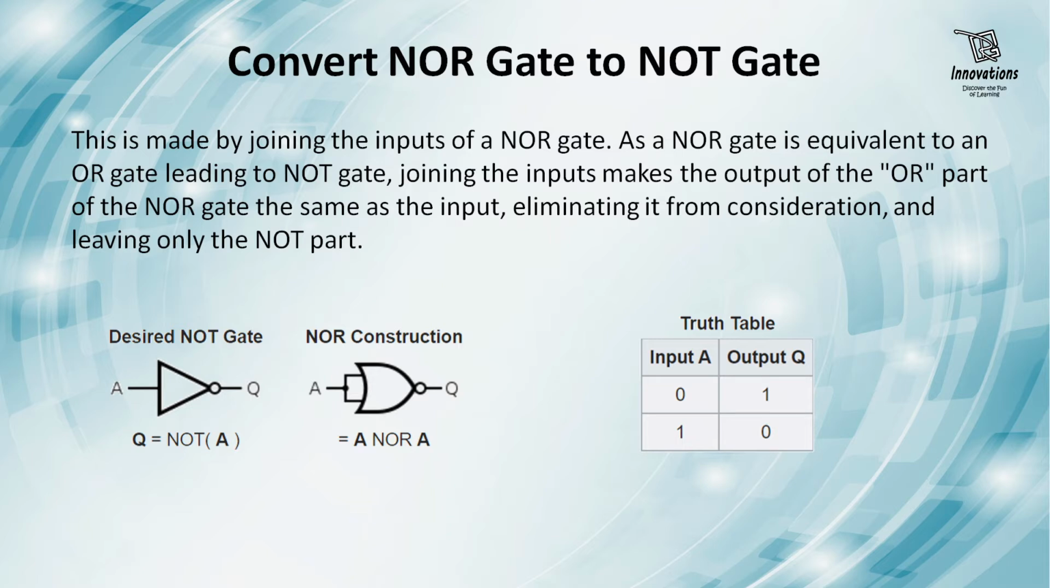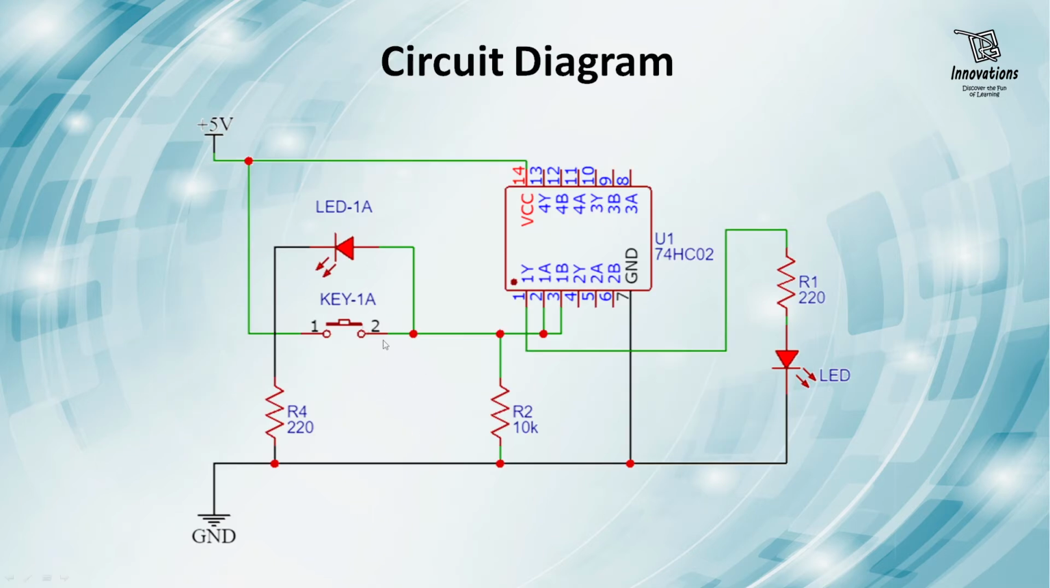We have shown this IC in the 2-input NOR gate demo, so we are not going into much detail about the IC. I'll give the link in the description, you can check. We are going directly into the circuit. So this will be the circuit where we are using this 74HC02 IC.